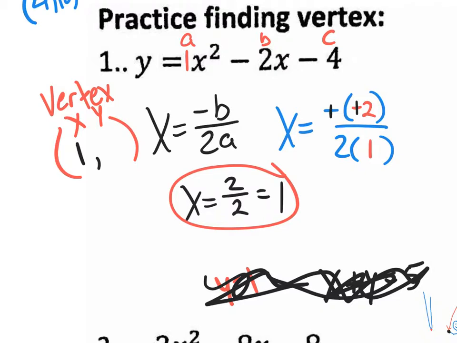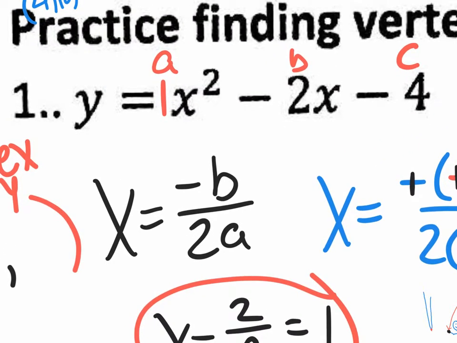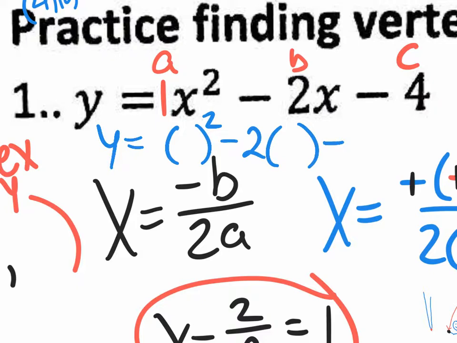So we're going to plug in the 1 into our original quadratic trinomial equation. Now, guys, again, when you plug in numbers, use parentheses. So the best thing to do is to go back to your original and rewrite it, but instead of the x's, put parentheses. So y equals parentheses squared minus 2 times parentheses minus 4.